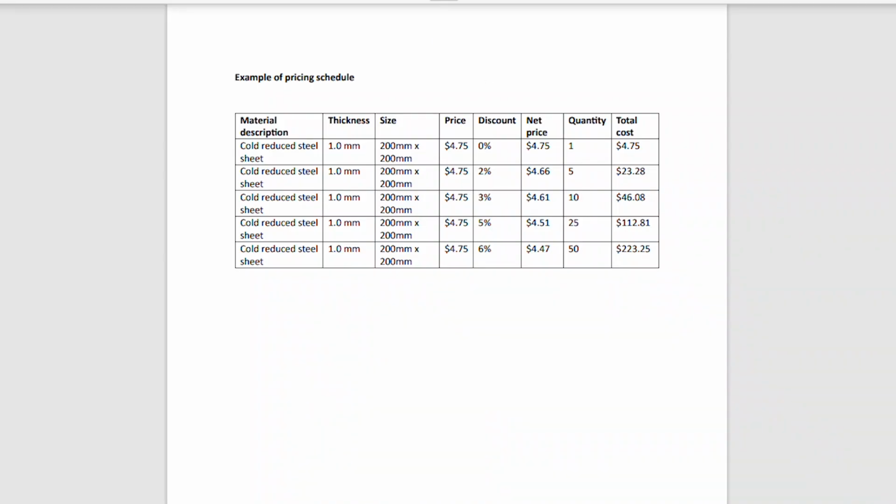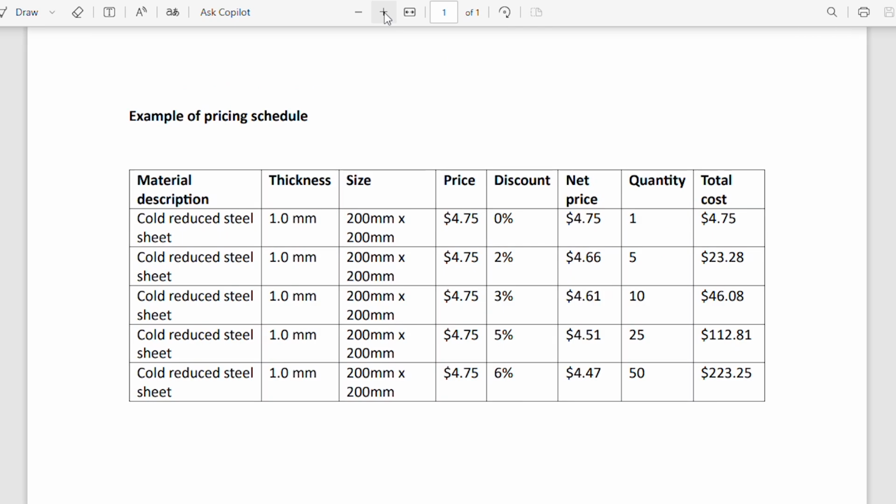In this case, we have an example here. There is the material description, and we're just dealing with cold steel sheet. The thickness is the same and the size is the same, but the price will change. If you look at the total cost, the schedule is that the more you buy, the more these things cost in total. As quantity increases, the total price also increases.